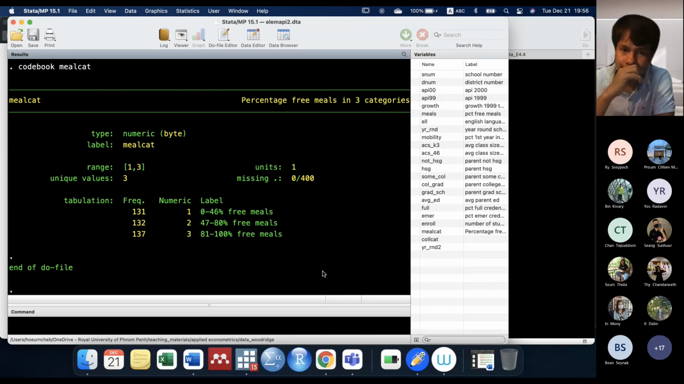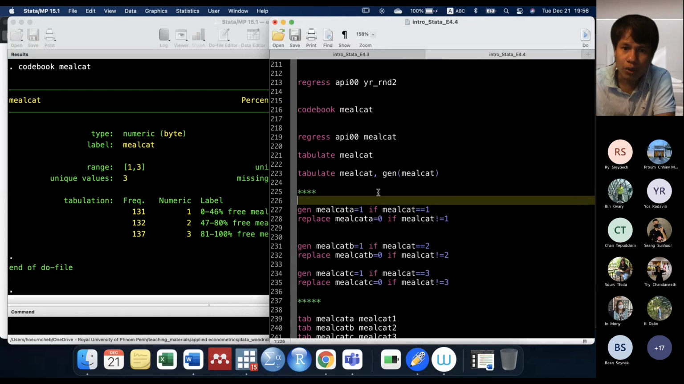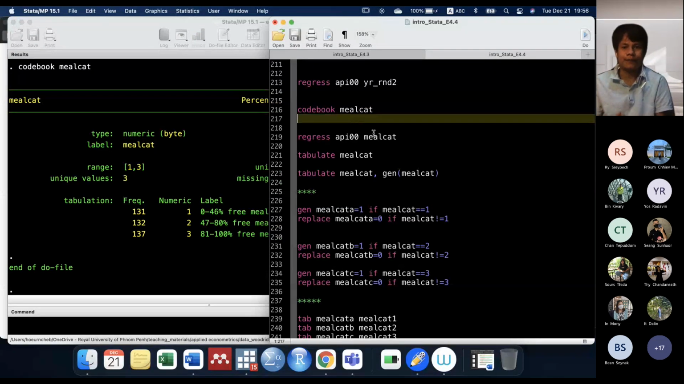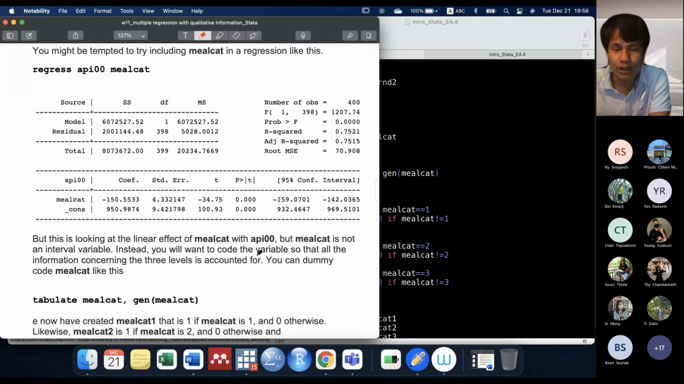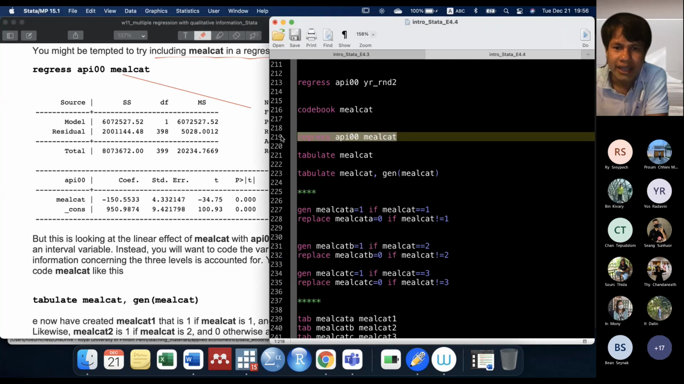Can I continue? Now we are running codebook meerkat to understand it. As we talked about during the lecture, you might be tempted to include meerkat in a regression like this. You treat it not as qualitative information, but you run regress API00 meerkat. So let's say I run this, and then I obtain this result.